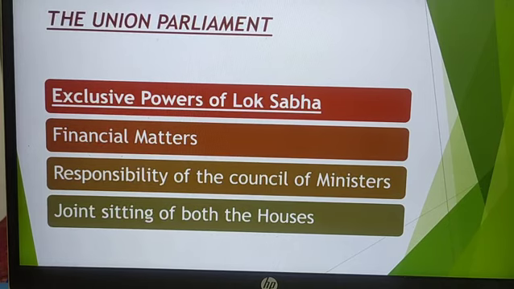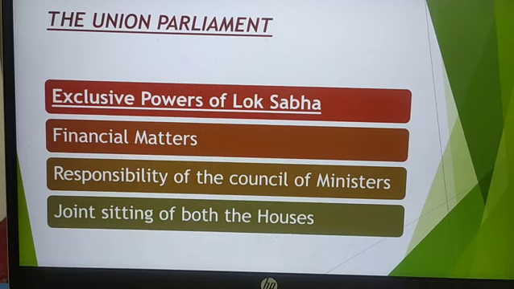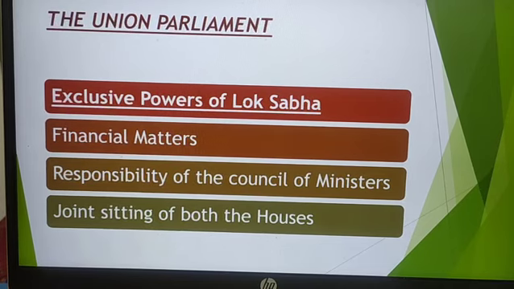Here matters are decided by majority vote. Since the total membership of Rajya Sabha is less than even half of the total strength of Lok Sabha, the will of the Lok Sabha would naturally prevail at a joint sitting. Moreover, such joint sittings are presided over by the Speaker of the Lok Sabha, as we have already done. So these are the exclusive powers of Lok Sabha that we have just dealt with.